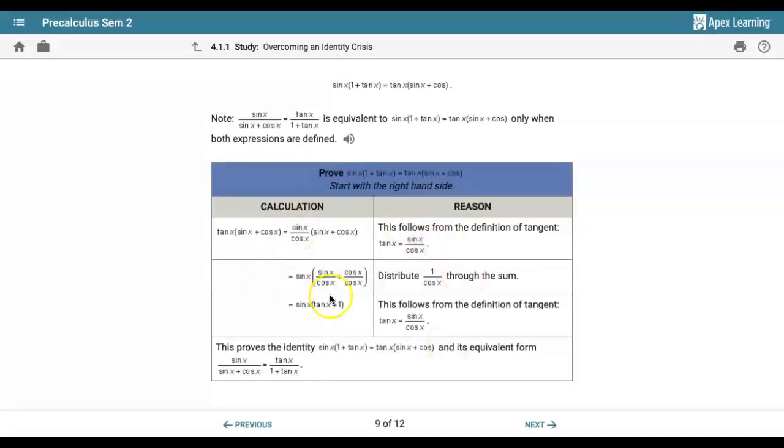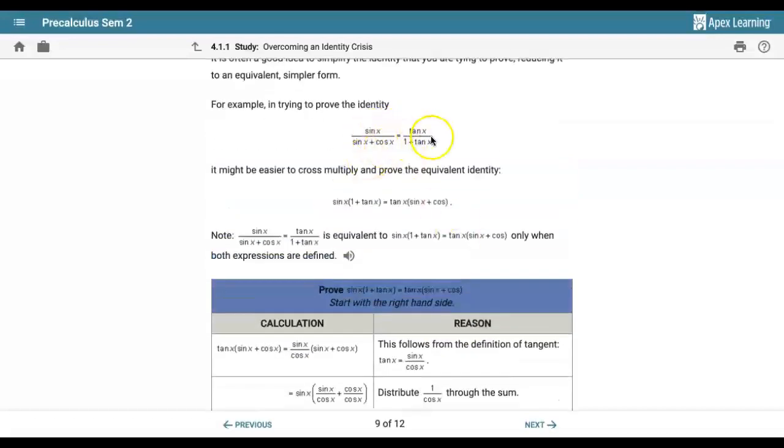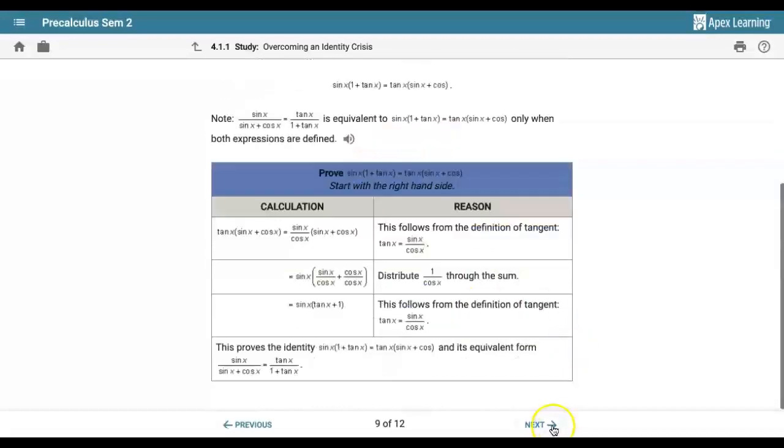We've proven our identity in 3 steps because we took the simplification route. We just easily changed it right off the bat.